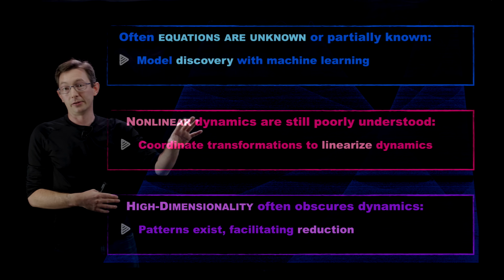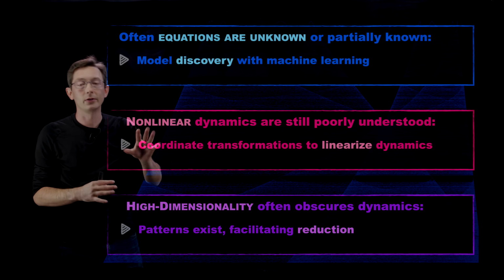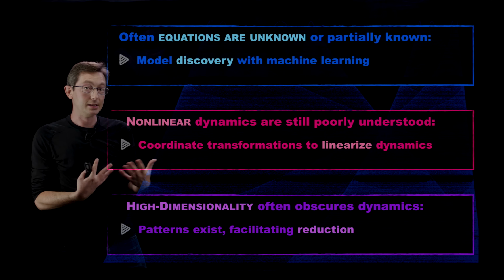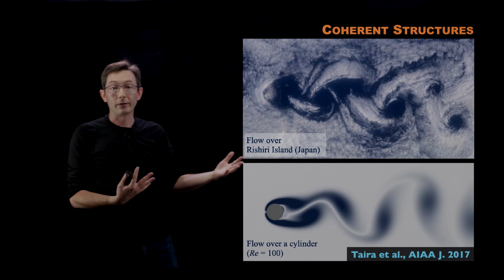and maybe even handle some of the nonlinearity. Okay, so that's kind of a very high-level overview of some of the things we want to do with these autoencoder networks. Okay, and again, I'm going to use the example of fluids. It's one of my favorite examples.